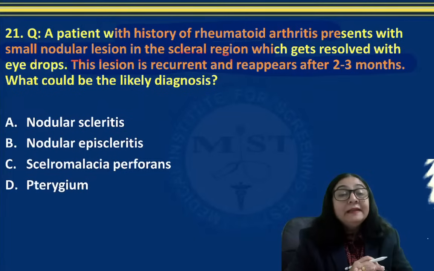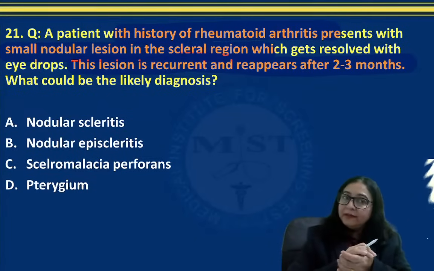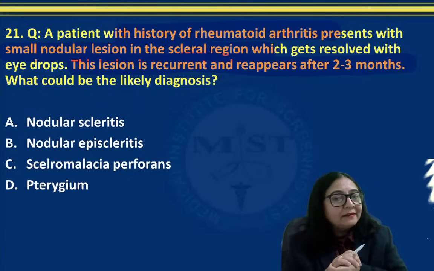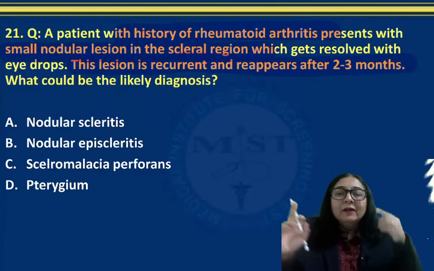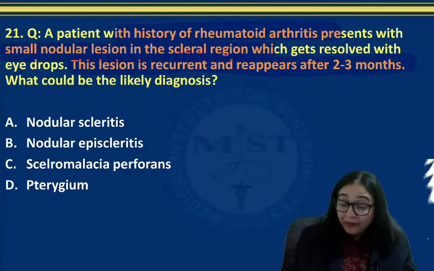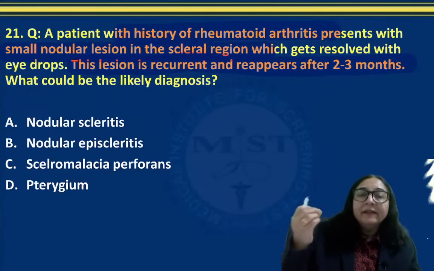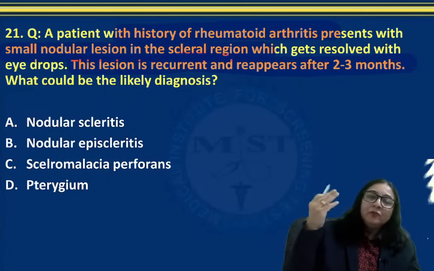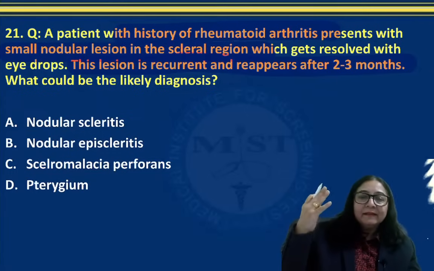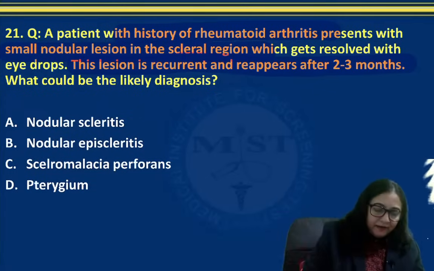What is the likely diagnosis in this case? Now coming to the choices: is it nodular scleritis, nodular episcleritis, scleromalacia perforans, or pterygium? So let's rule out one by one. Pterygium: it's not pterygium because pterygium is not a nodular lesion. It will not get resolved by the eye drops. If you have to treat it, it has to be surgical excision with conjunctival autograft, we know. So pterygium is ruled out here.